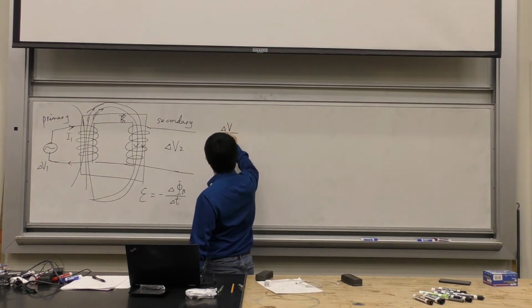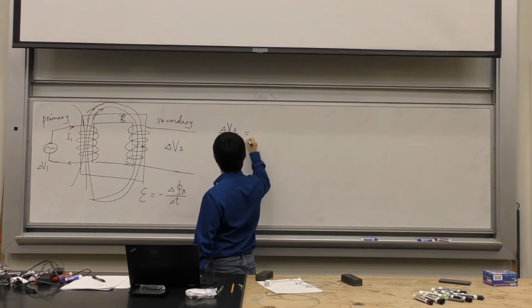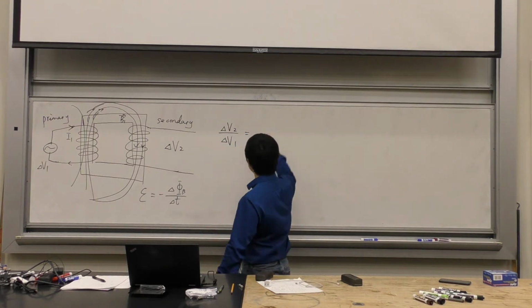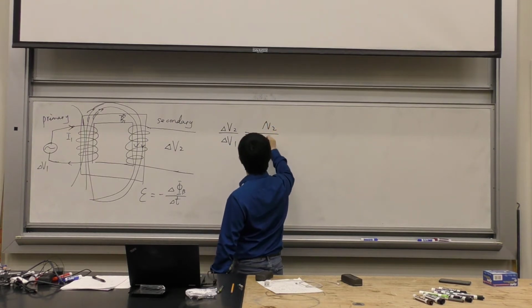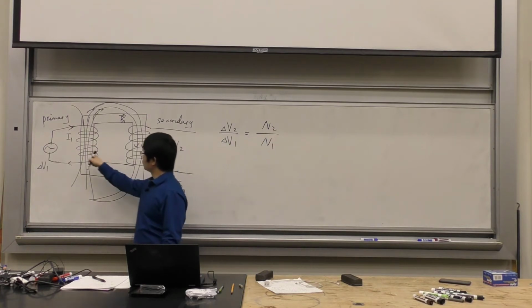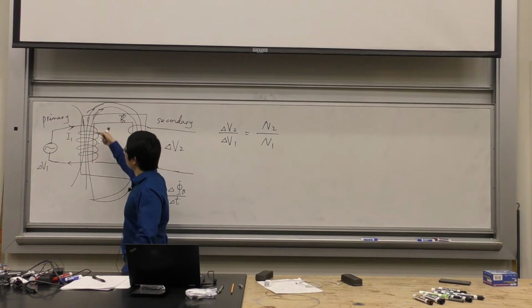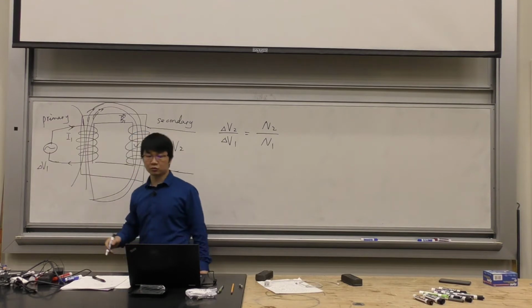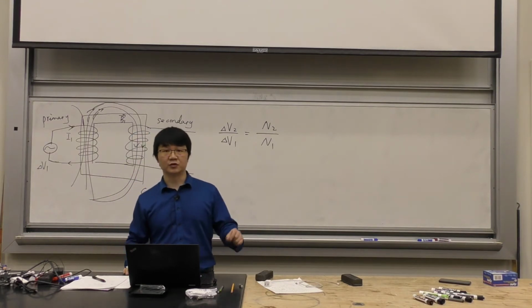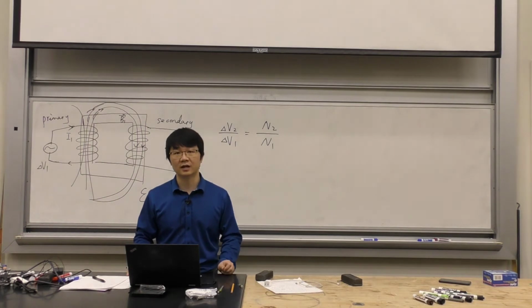the ratio between these two voltages is always going to be equal to the ratio between these two numbers of turns, literally the numbers of turns. You just need to count how many turns there are. The ratio between these two voltages is always going to be equal to the ratio between these two numbers of turns. So it's very nice, right?